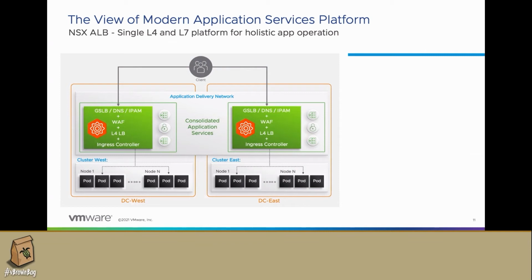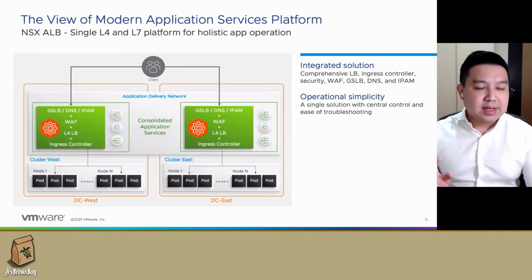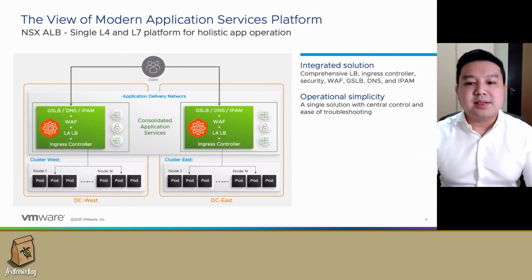We take the Ingress controller out of the Kubernetes cluster and run it inside the modern application service platform by NSX Advanced Load Balancer. We integrate GSLB, DNS, IPAM, web application firewall, layer 4 load balancer, and Ingress controller in a single platform to provide comprehensive application services. With this integrated solution, it simplifies the operational tasks of the application delivery network or network team and reduces the overhead with automation.